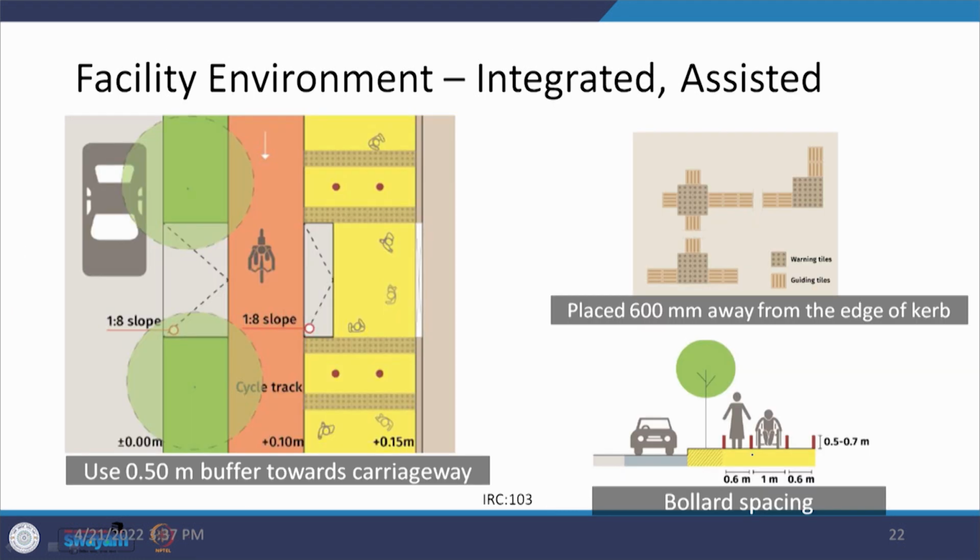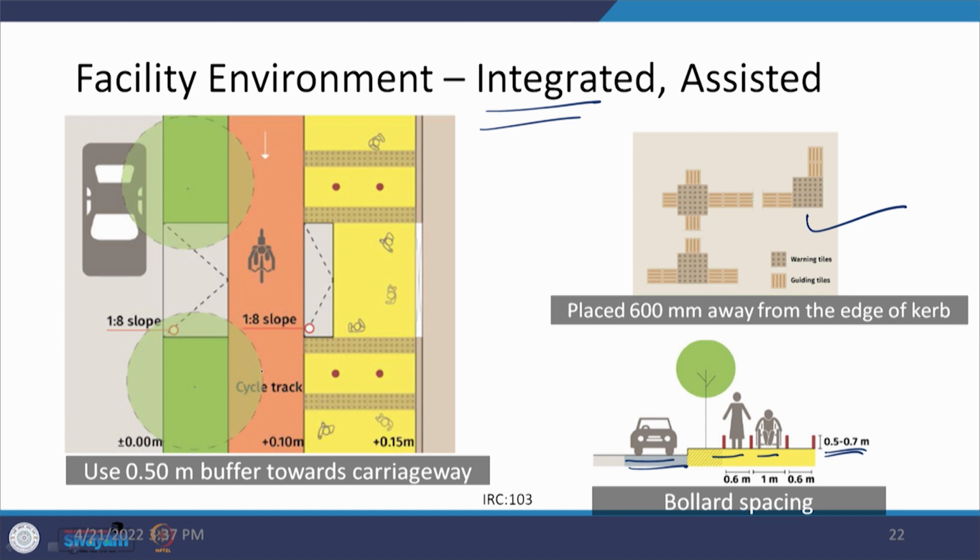This is an integrated and assisted system in terms of the way the warning tiles or the guiding tiles are being provided, so as to define in which direction people should move, and they are placed usually 600 mm away from the edge of the curb. Here different types of users are there, so the spacing of bollards needs to be taken care of. This is the parking area on this side, and the height of these bollards can be 0.5 to 0.7 meters above the surface of the footpath.